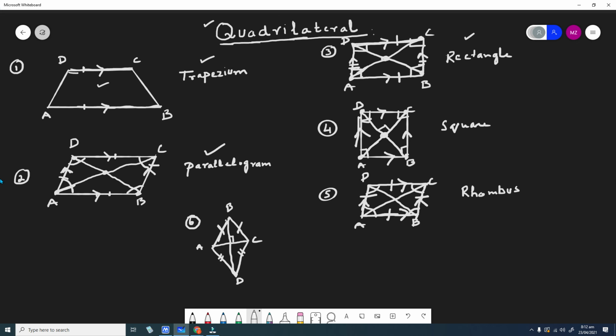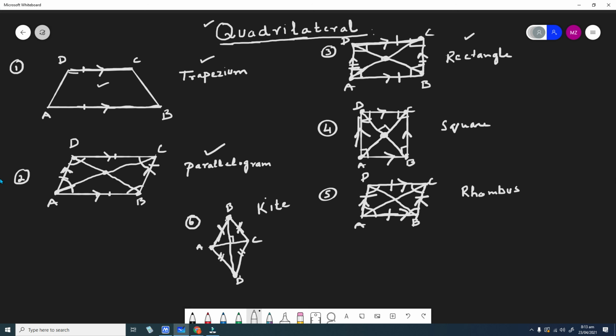The sixth one is called a kite. In a kite, these two sides are adjacent sides. They meet each other at this point, and these two sides are also adjacent sides. In a kite, the adjacent sides are equal. These two adjacent sides are equal, and similarly, AD and DC are adjacent and also equal.